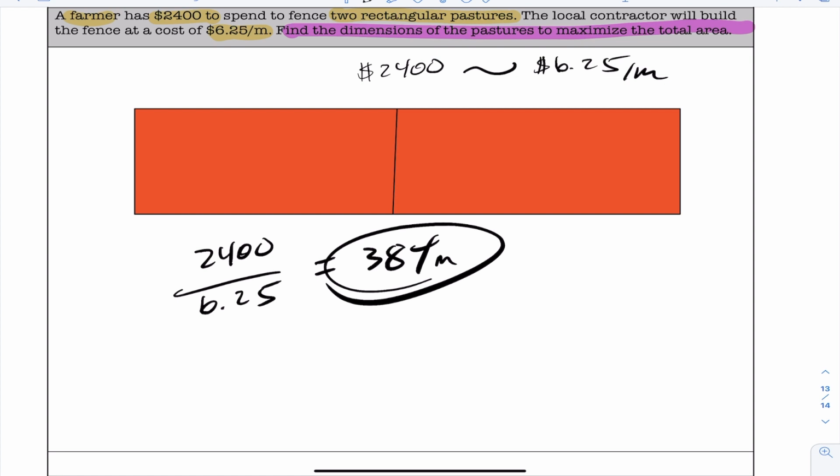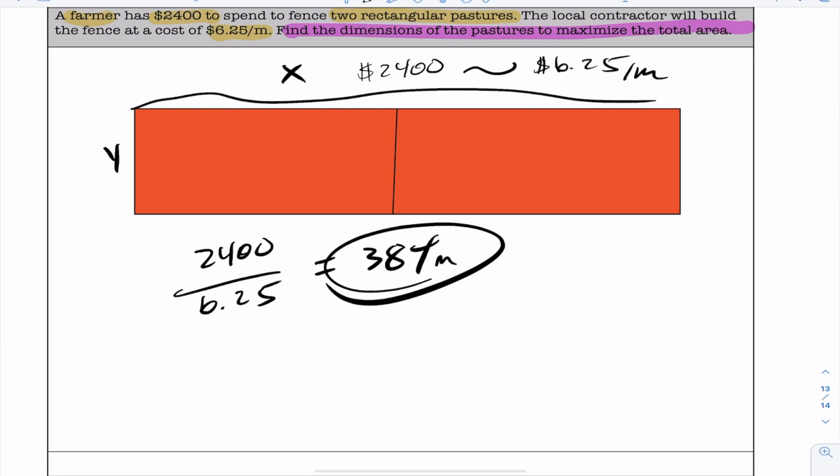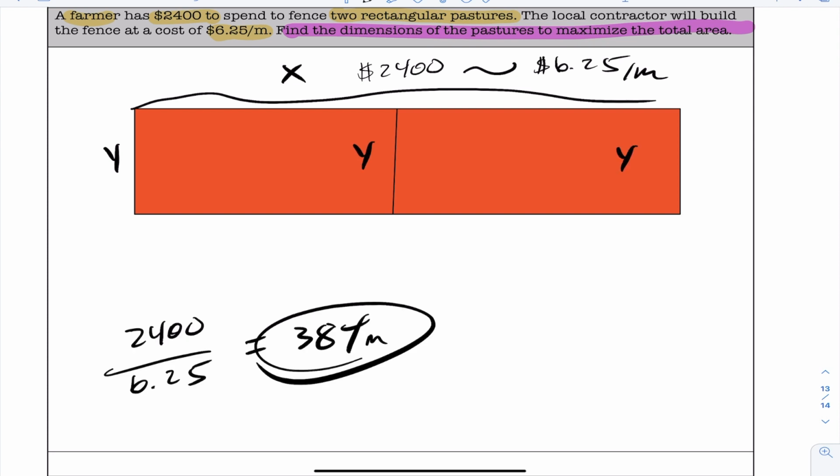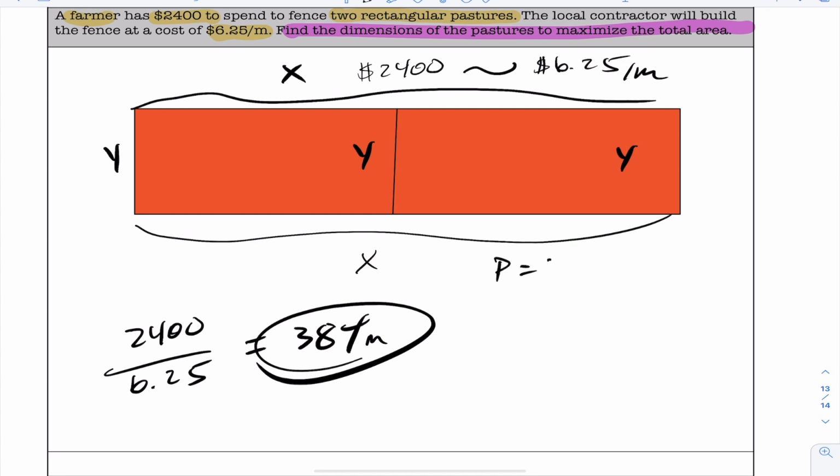So how do I express my meters of fencing? Well, I can label this entire side with an x, I can label these side ones with y's, and obviously down here would also be an x. So the perimeter of this shape is going to be 2x plus 3y. But I know what the perimeter has to be: 384. So I have 384 equals 2x plus 3y.